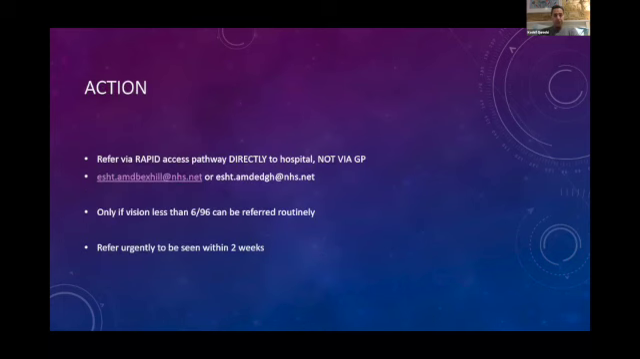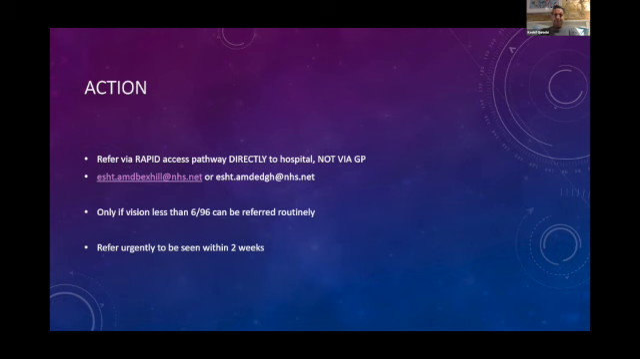What do you do? Well, you refer via the rapid access pathway directly to the hospital, and the email address for this is as below, the one there for Bexhill and for Eastbourne. Do not refer via your GP if you think this is wet macular degeneration. Even if you have a suspicion of it, don't, because the GPs will often sit on the referral letter and not process it and send it straight away. They'll often not understand and they'll send it routinely, and then it might not get seen for ages.